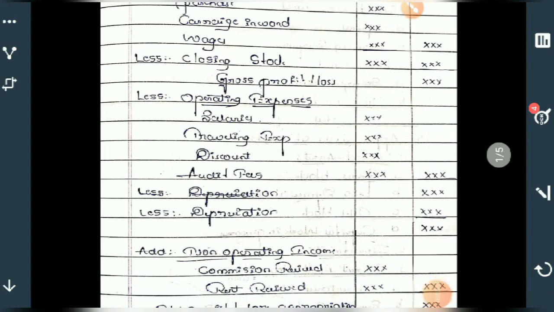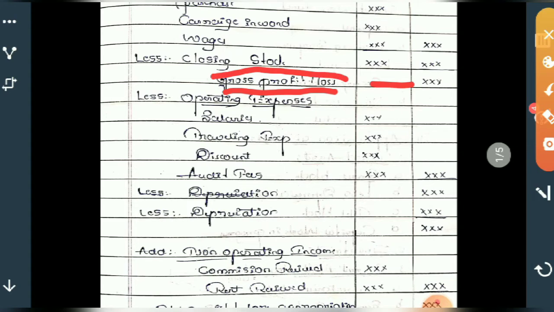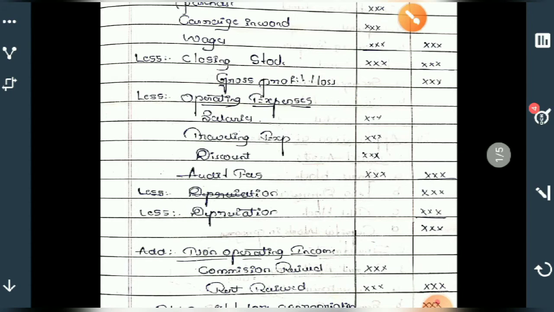Yes, after getting this particular gross profit or loss, the amount you will get after deducting the above things, then you have to deduct indirect expenses. Indirect expenses you were writing on the left hand side of your horizontal P&L account, right? So this is up to the trading account. Now gross profit you get as a result of the trading account. Now we are moving ahead with the P&L account.